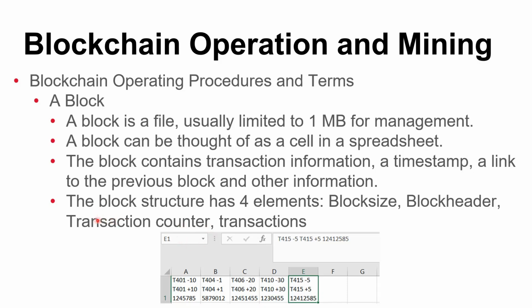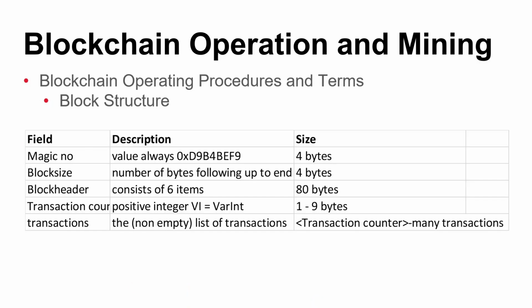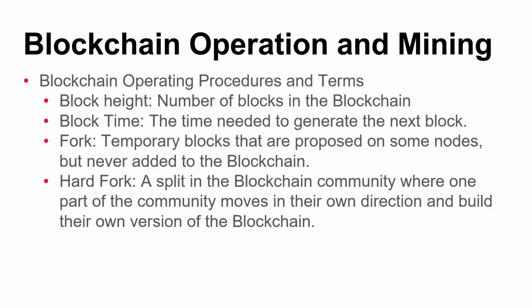The block structure has 4 basic elements. So the block size, header, transaction counters, and it has transactions. So if you see here, we can look, this is the structure of a block. You see here the block size, the header, the transaction counter, and the transactions that are part of the block. Blockchain operating procedure. So a block height is just simply the number of blocks on a chain.